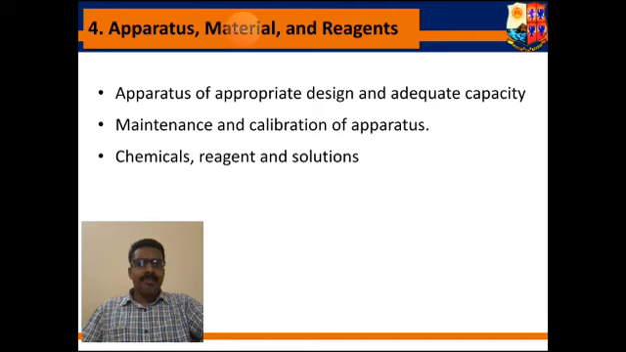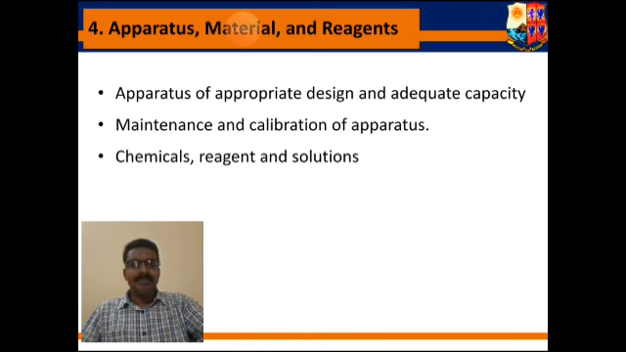Apparatus, materials and reagents. Apparatus of appropriate design and adequate capacity. Then documented inspection, cleaning, maintenance and calibration of apparatus. Calibration to be traceable to national or international standards. Apparatus and materials not to interfere with the test system. Then chemical reagents and solutions should be labeled to indicate identity, expiry and specific storage instructions.